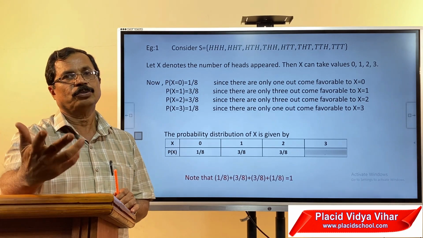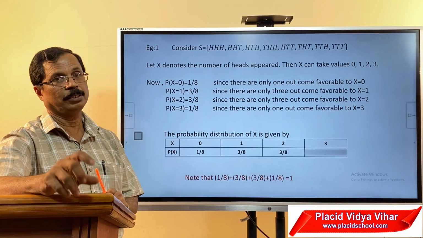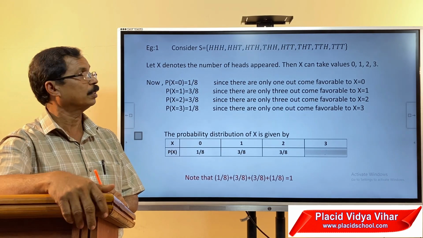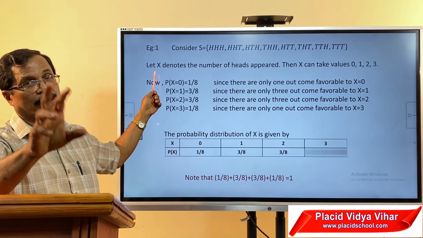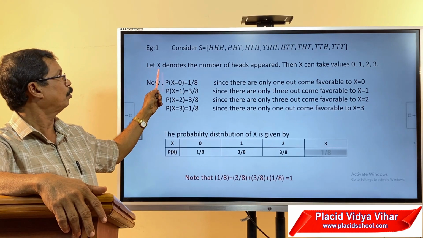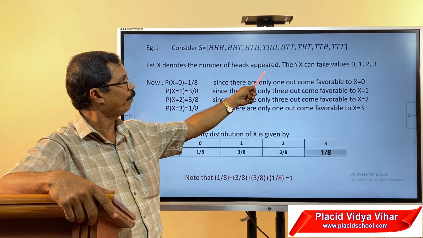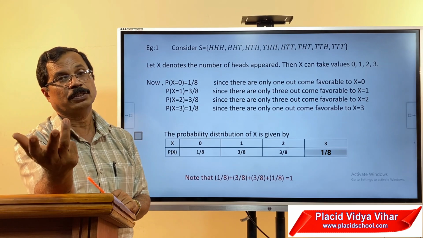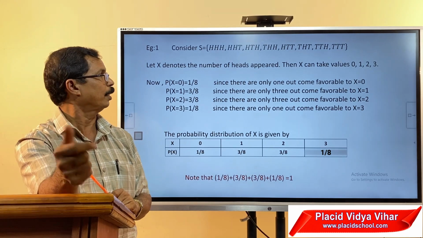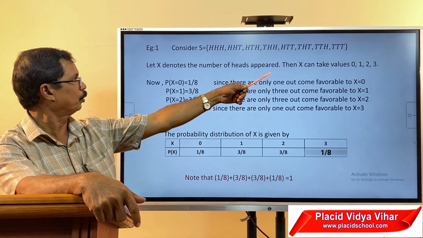Now let us come back to the previous example. S is equal to HHH and so on. That means a coin is tossed 3 times and you know the sample space. Now we define a random variable, capital X. Let X denote the number of heads that appear. Then X can take values 0, 1, 2, 3. So we write all the 4 values: 0, 1, 2, 3.